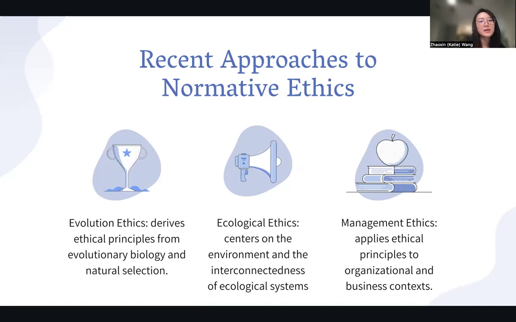It applies ethical principles to organizational and business contexts. It focuses on corporate social responsibility, ethical decision-making, and the impact of business practices on stakeholders. This approach emphasizes integrity, fairness, and transparency in management practices.